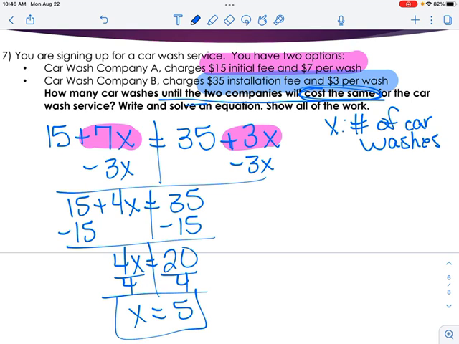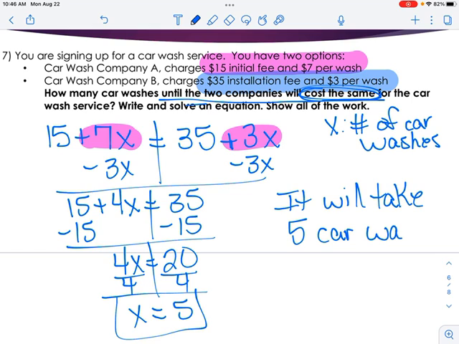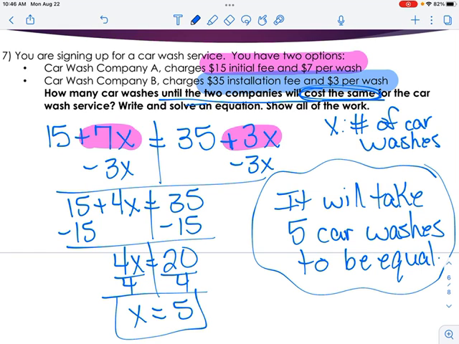So it will take 5 car washes to be equal. Okay, so it'll take 5 car washes to be equal. Now, once you get past 5 or less than 5, one of those is going to be cheaper than the other. All right, and that's how we solve equations with variables on both sides.